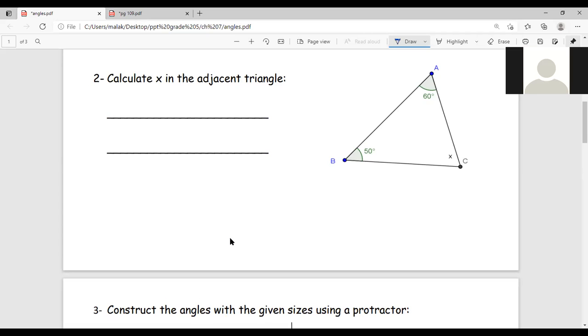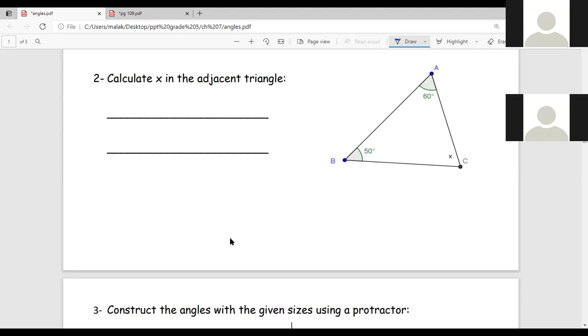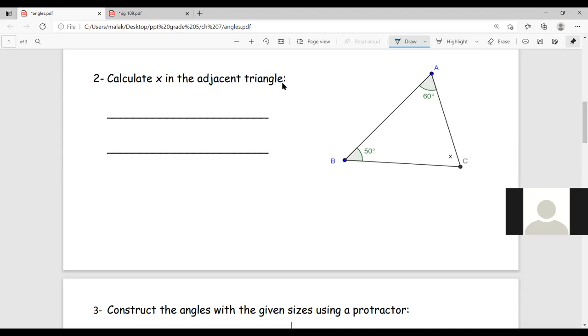Calculate x in the adjacent triangle. The x is this angle, the third one. Okay? We call it x. It is the missing angle. So x means the missing angle. Okay? We know, Hala, what is the sum of all angles in any triangle?